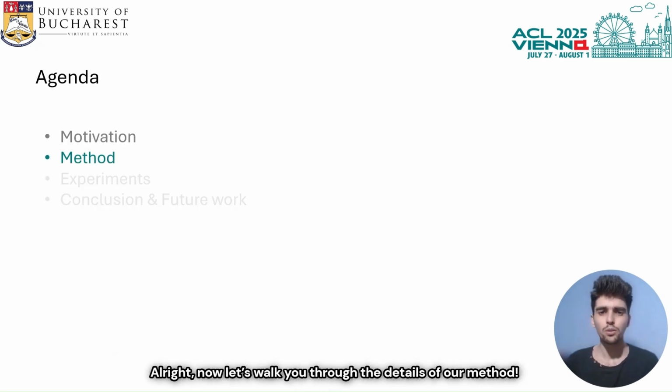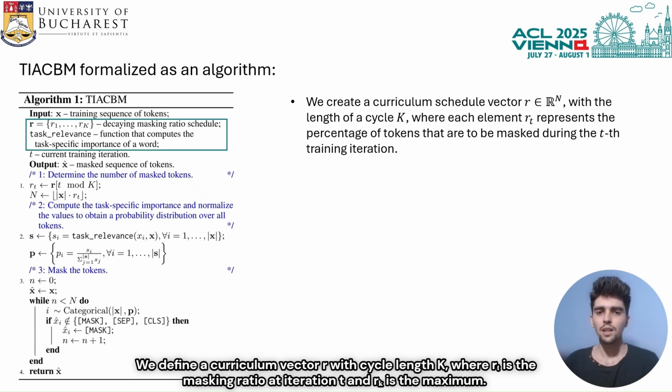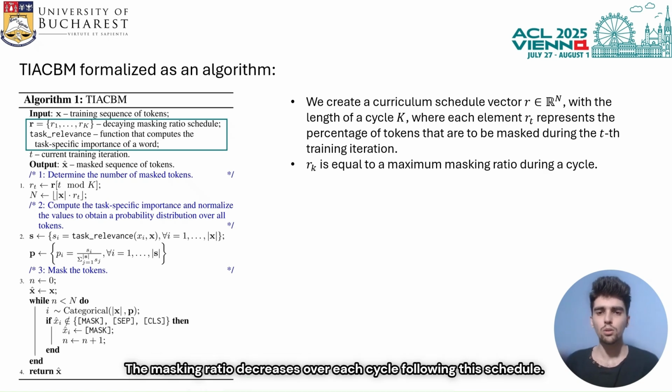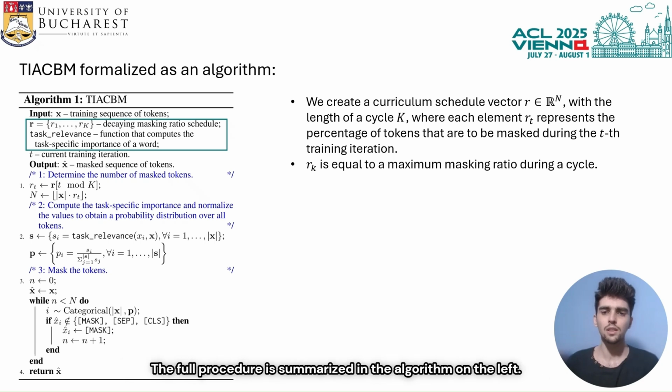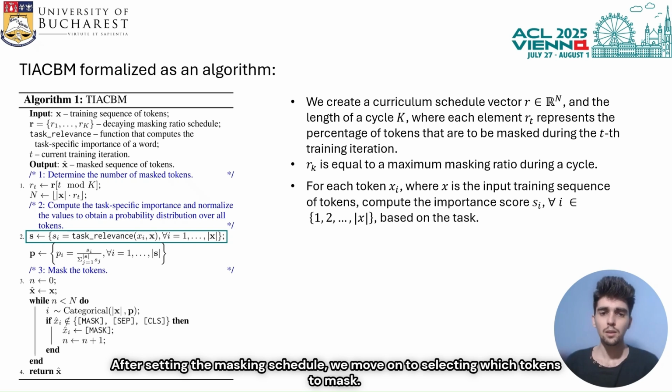Alright, now let's walk you through the details of our method. We define a curriculum vector R with the cycle length k, where Rt is the masking ratio at iteration t and Rk is the maximum. The masking ratio decreases over each cycle following this schedule. The full procedure is summarized in the algorithm on the left. After setting the masking schedule, we move on to selecting which tokens to mask.